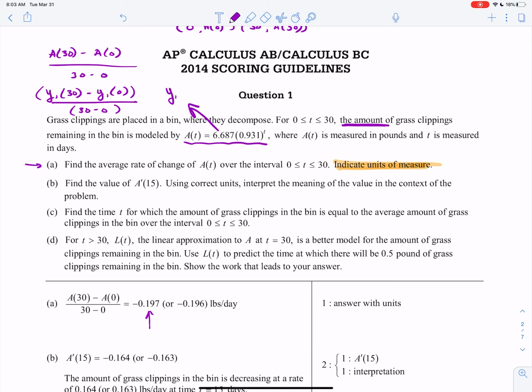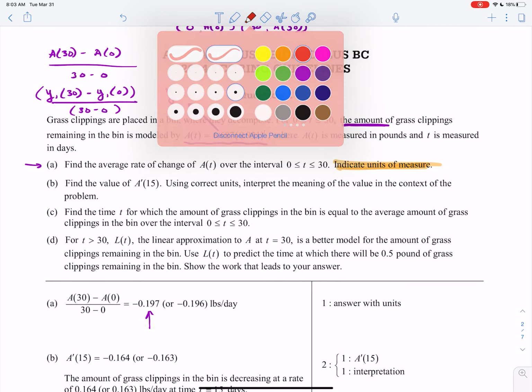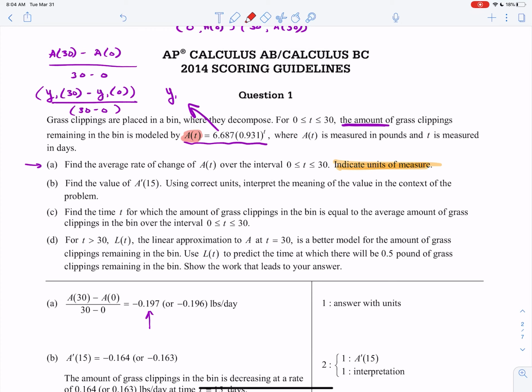If you take a look, A of t is measured in pounds. So at the top, you have pounds, or LBS. And at the bottom, 30 minus 0 is a measurement of time, and time is measured in days here. So that would just be pounds per day. Okay, here we go, part B.